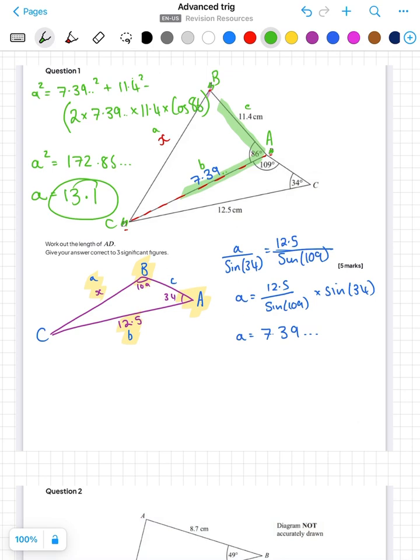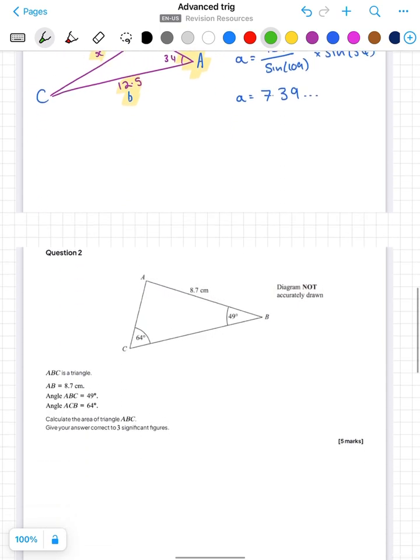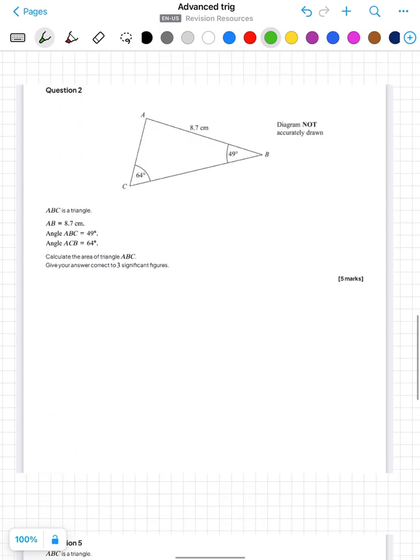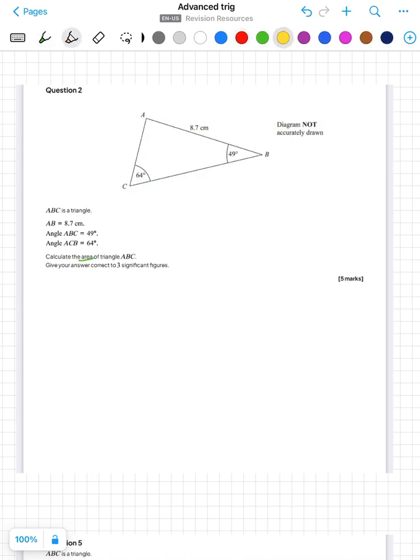So for 5 marks here, we had to use 2 different rules. Question 2. We want to find the area of our triangle. To find the area of a triangle, we need angle sandwich. So we could look at our angle sandwich here, or we could have angle sandwich here. Depends what we need to find out.